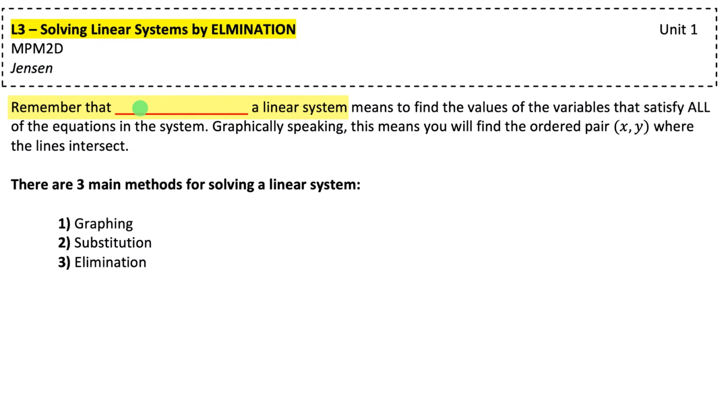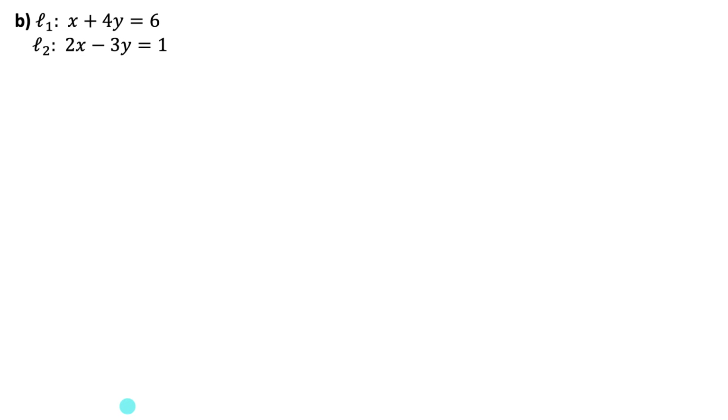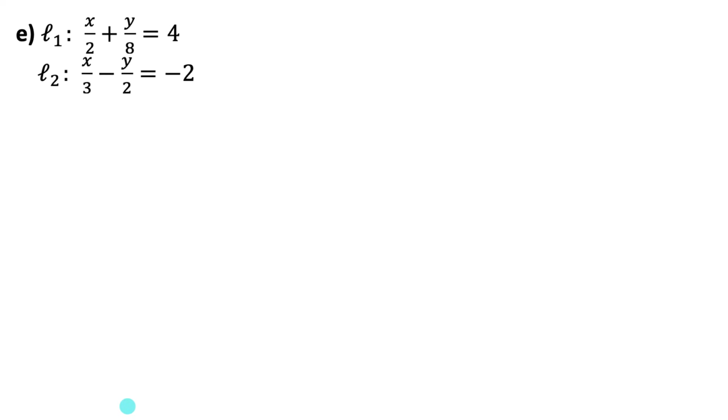Remember that solving a linear system means to find the values of the variables that satisfy all of the equations in the system. Graphically speaking, that means you'll want to find the ordered pair x, y where the lines intersect. I'll be taking you through 6 examples. So we've got 6 different linear systems here that we're going to be finding the solutions to.